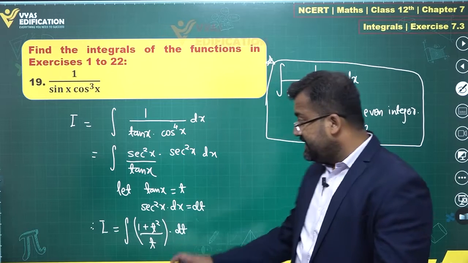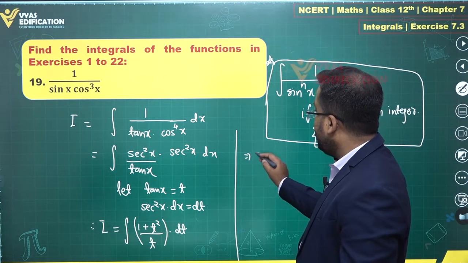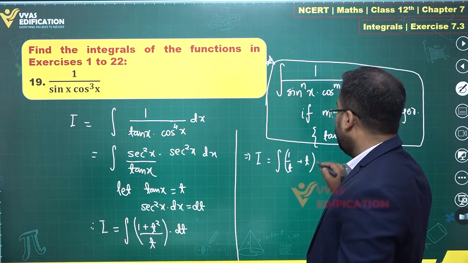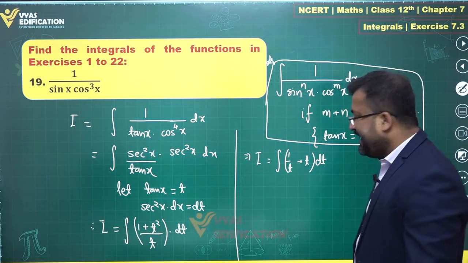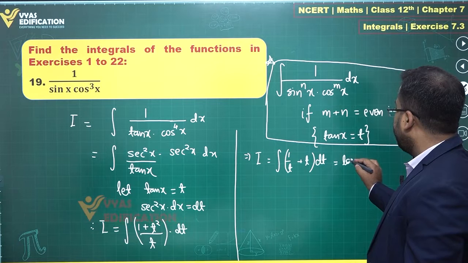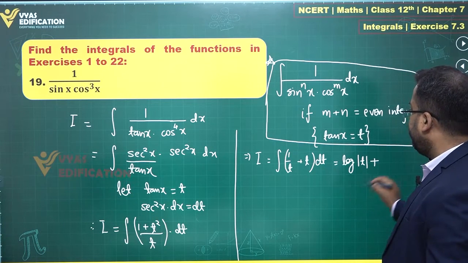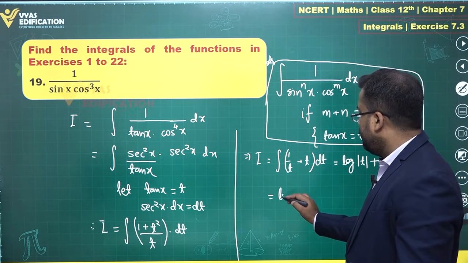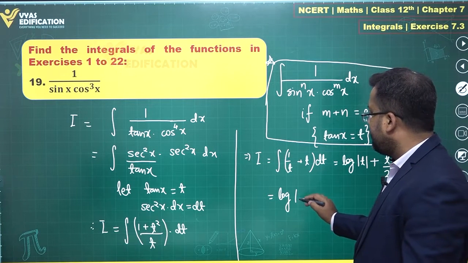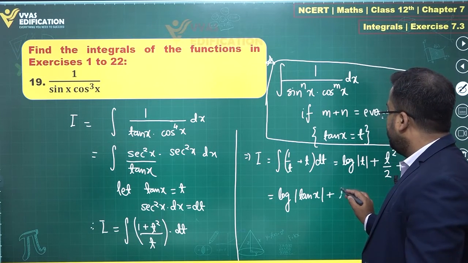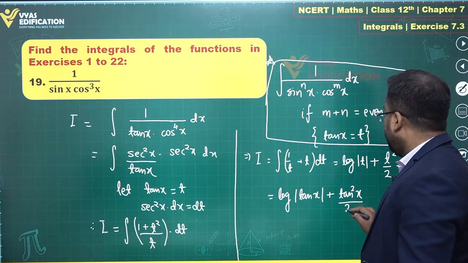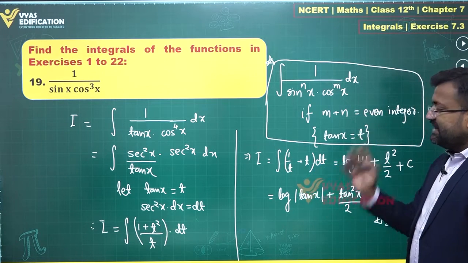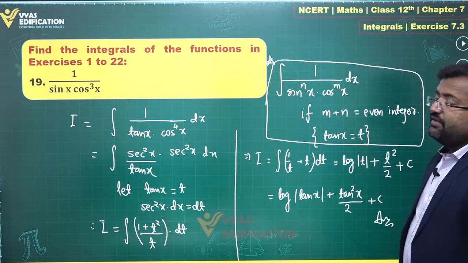Now that reaches a form which can be integrated, which tells me I is equal to the integral of 1 by t plus t dt, and 1 by t can be integrated. 1 by t gives log mod t, plus the integral of t, which is t square by 2, plus a constant. This converts to log of mod tan x plus tan square x by 2 plus constant. That is the required answer for this question, using this idea. That's the complete solution of this 19th question.